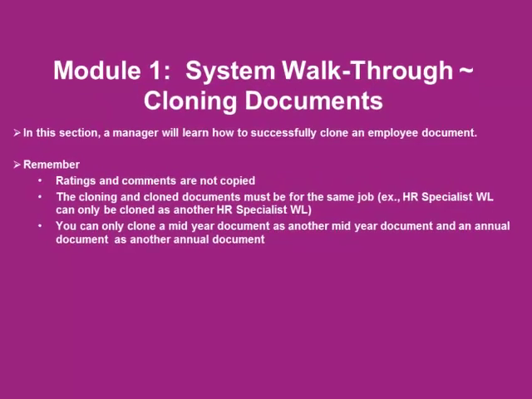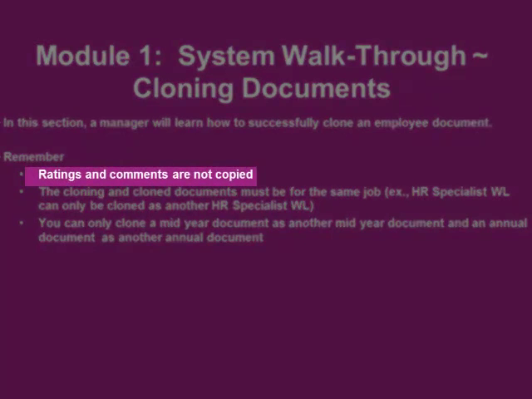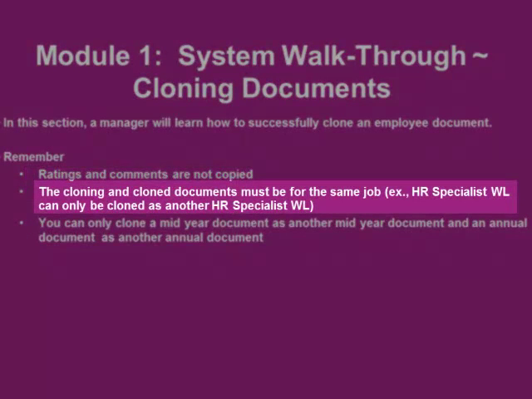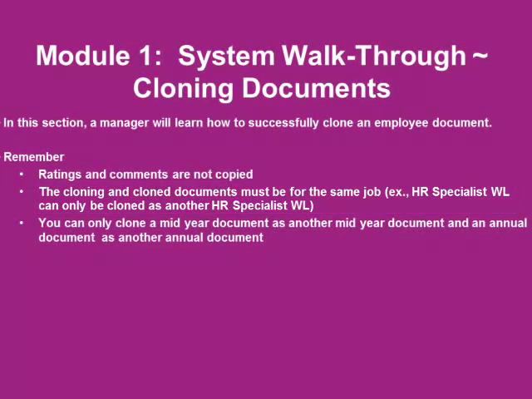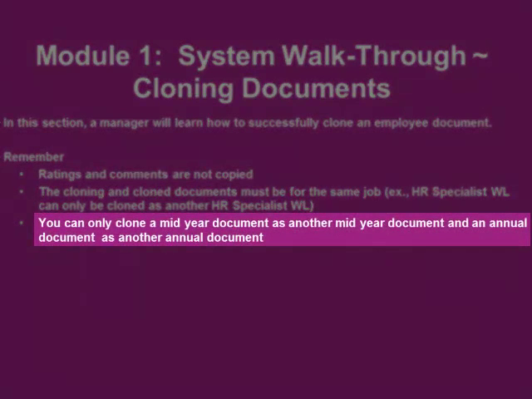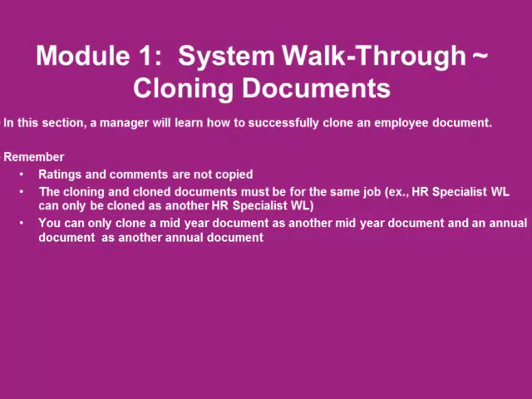There are some specific rules for cloning. Ratings and comments are not copied. The cloning and clone documents must be for the same job. For example, an HR specialist can only be cloned as another HR specialist. You can only clone a mid-year document as another mid-year document and an annual document as another annual document. When cloning documents at the beginning of a performance period, any necessary cloning should be performed prior to the HR's mass creation of documents for the performance period.